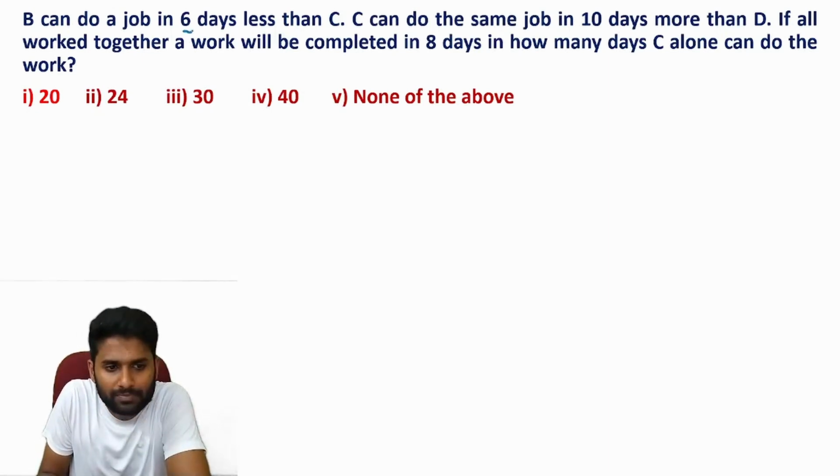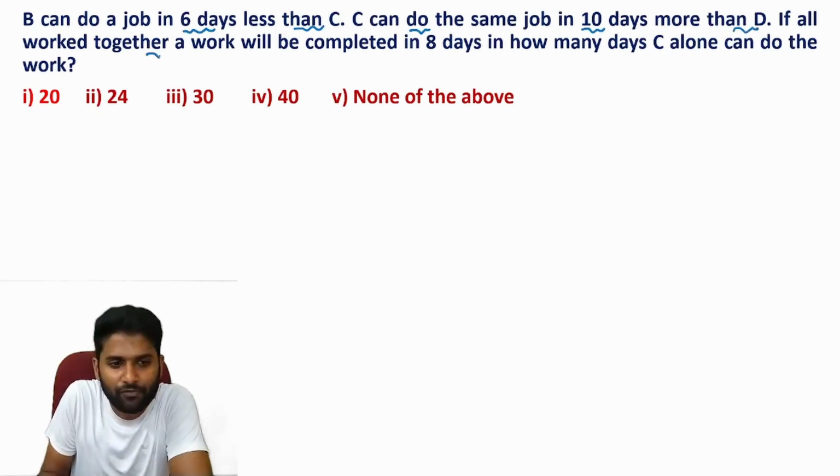B can do a job in 6 days less than C. C can do the same job in 10 days more than D. If all work together, it takes exactly 8 days. In how many days can C alone do the job?